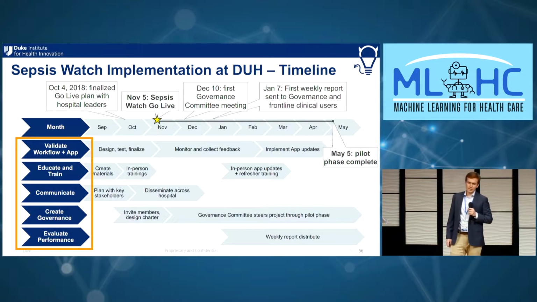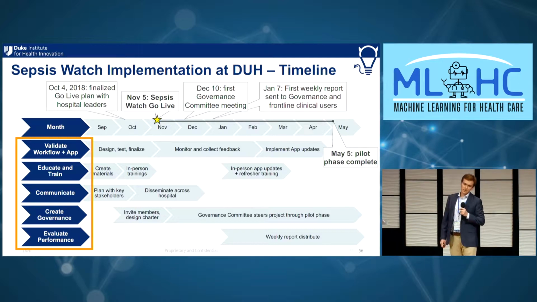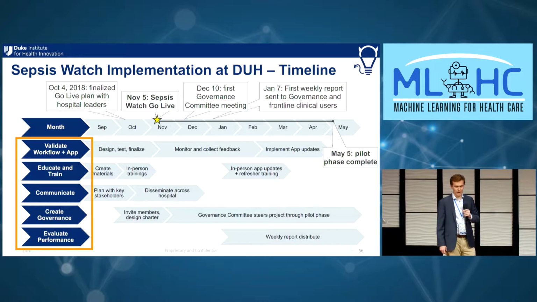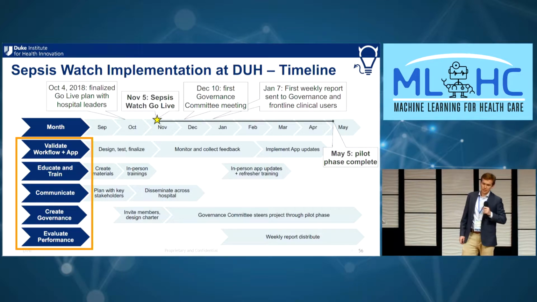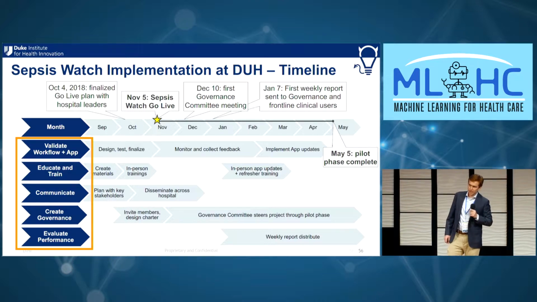So this is the Sepsis Watch pilot implementation timeline. We went live on November 5th of 2018 for 6 months. We are still live today, thankfully. I just wanted to point out on the left-hand side the chevrons, which really encapsulate the build to integrate principle. The first is to validate the workflow and the app, and I'll jump into that in a second, but really to make it real for those who are using it every day.